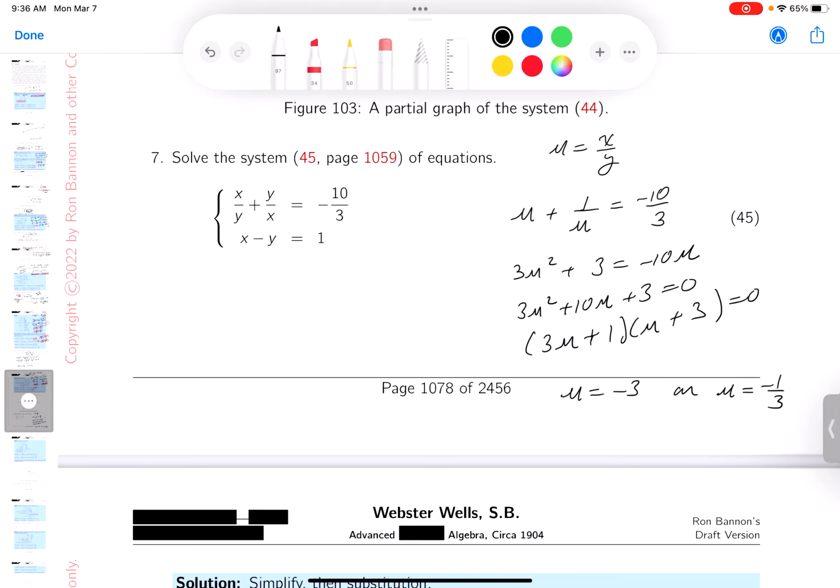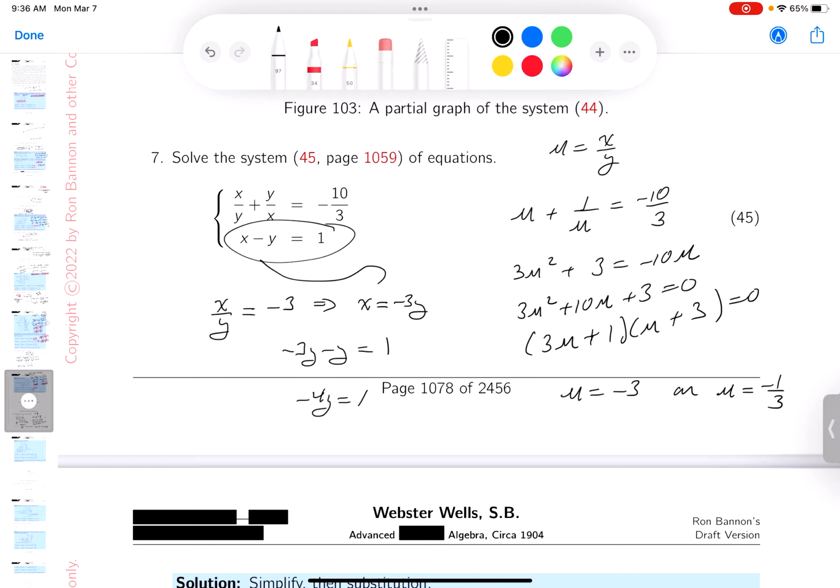All right, so I want to go back, and I don't really want u, I want the x and y. So x over y would be equal to minus 3. Right, now if that's the case, x would be minus 3y then. I'm going to plug that in here because it's easiest for me to do that. And what would you get over there? Well, you get minus 3y minus y would be equal to 1, which is minus 4y is equal to 1, which means y is minus 1 quarter.